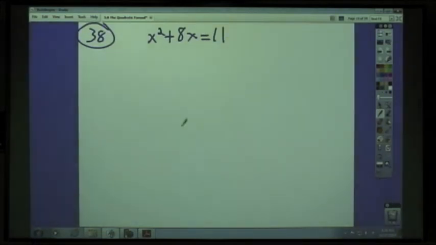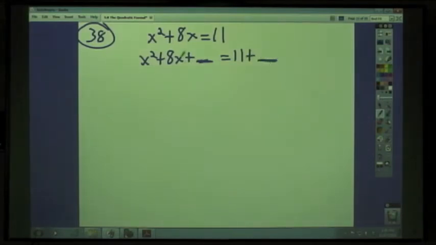Okay, so the next one we're going to take a look at is number 38. When you look at this one, it's already set up perfectly for you with the 11 on the other side. All you have to do is figure out what to do to make it be a perfect square. So you take 8 divided by 2 is 4. 4 squared is 16. So that's what I add to both sides.